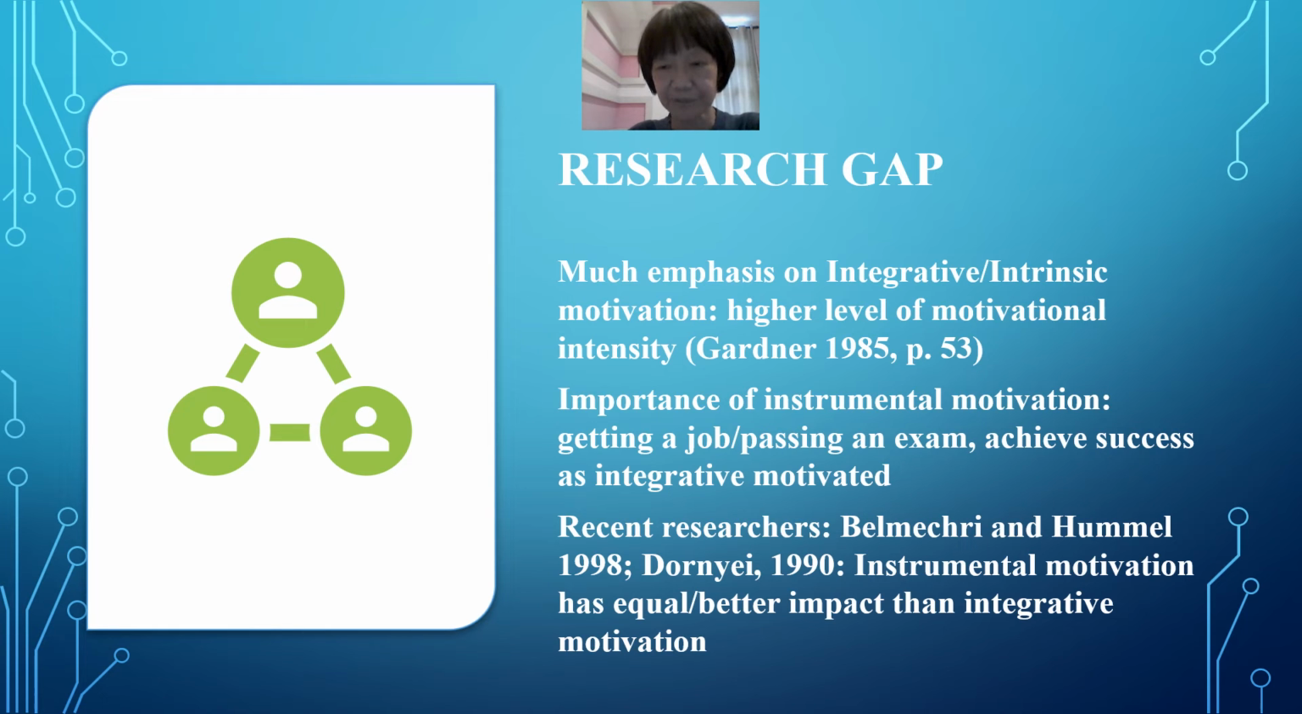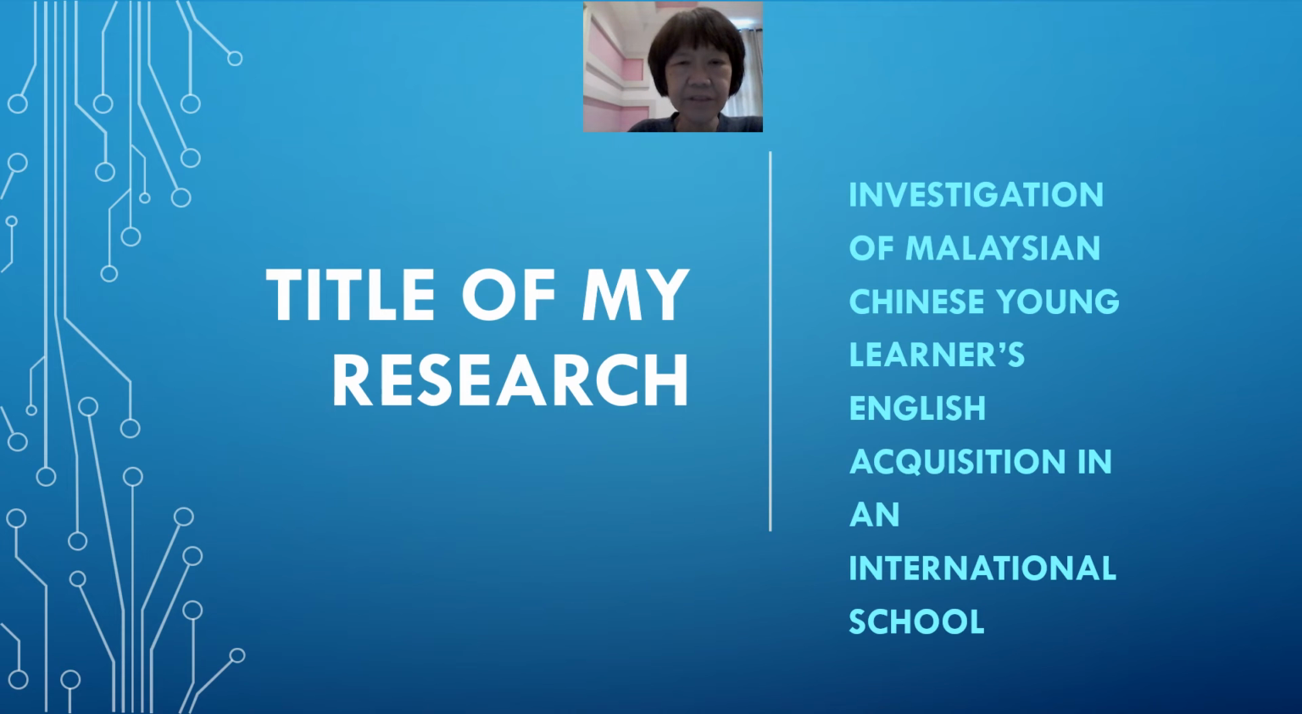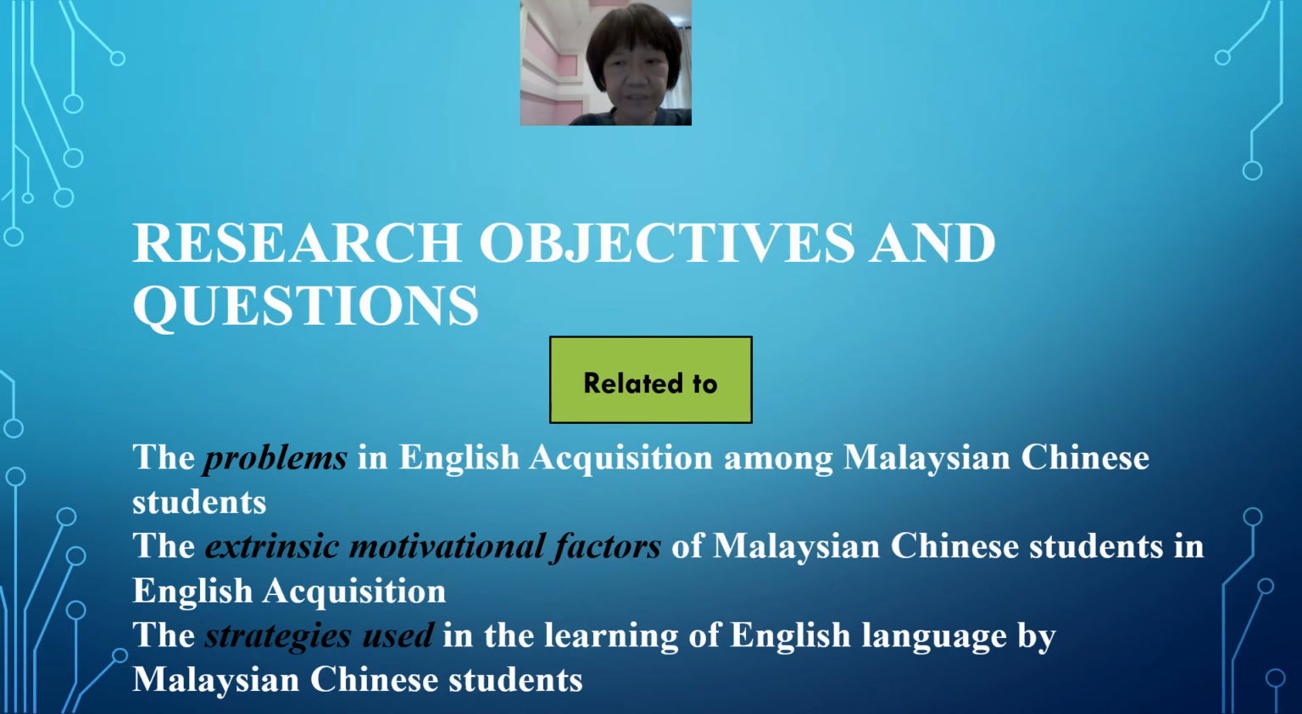The title of my research topic is Investigation of Malaysian Chinese Young Learners' English Acquisition in an International School. My research objectives and questions are related to what are the problems in English acquisition among Malaysian Chinese learners in an international school? What are the extrinsic motivational factors of these Malaysian Chinese students in their English acquisition? As well as what are the strategies used by these students in their learning of the English language?